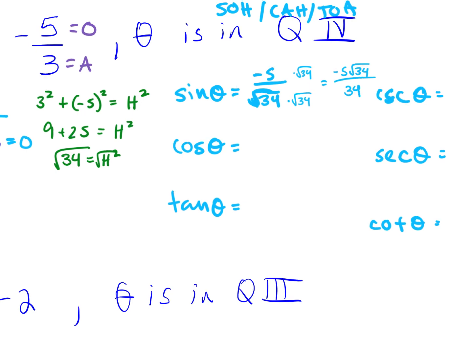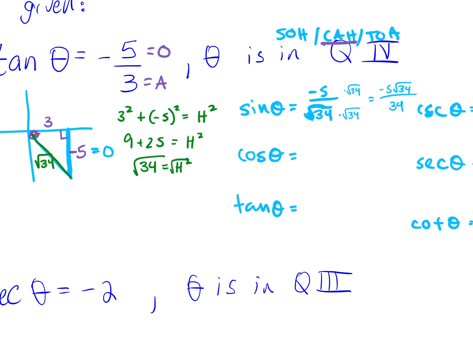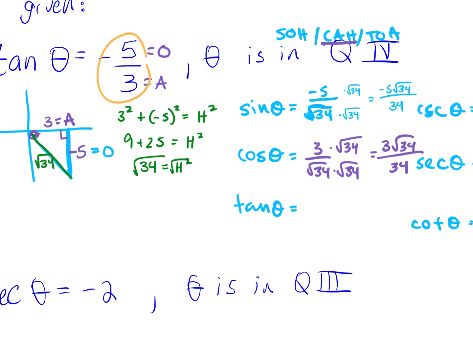Next, cosine. Cosine is adjacent over hypotenuse. What's our adjacent? 3. So it'd be 3 over square root 34. Again, we have to rationalize, so we're going to multiply the top and the bottom by square root 34. So we get 3 square root 34 over 34. And then tangent is opposite over adjacent, but tangent was given to us in the beginning. What's tangent? -5 over 3.